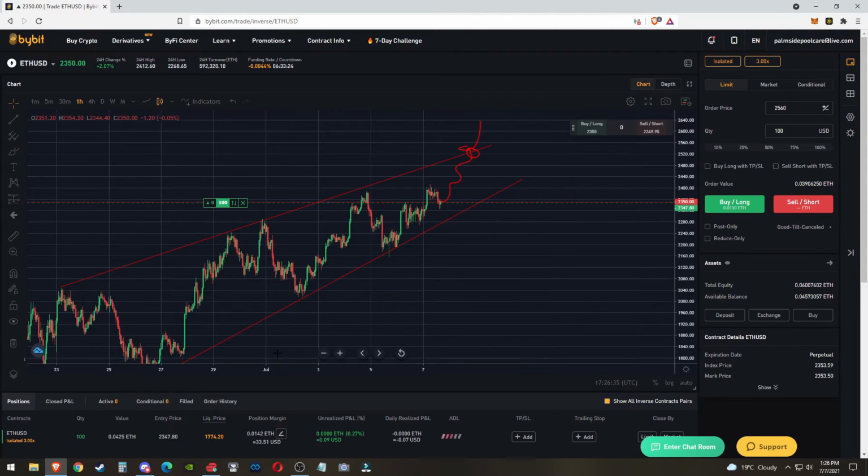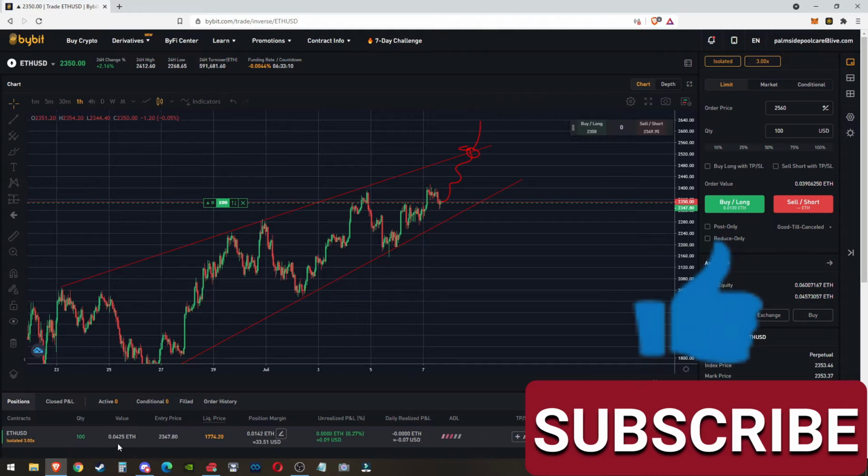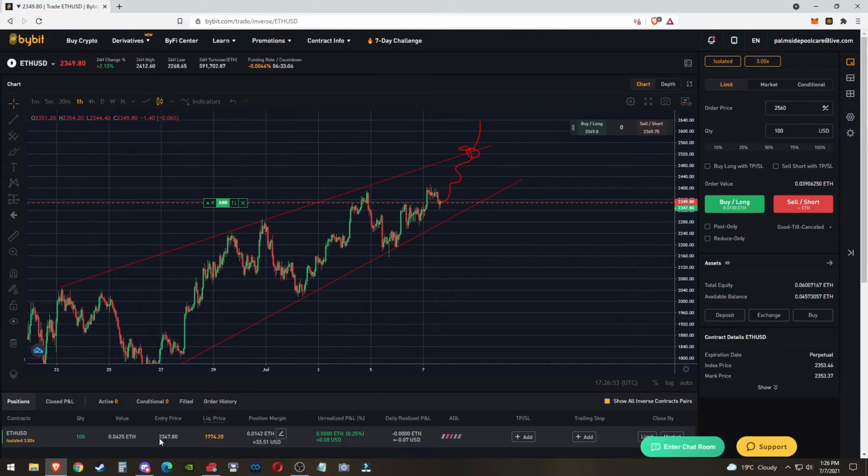All right, so if you look down here below, we could see that ETH USD isolated 3x, which is what I have up here. So this is my trade that's going on now. These are positions here. Now my position is $100 USD. The value of this trade gives you here the entry price, so you know where your entry is. Now this is your liquidation price.